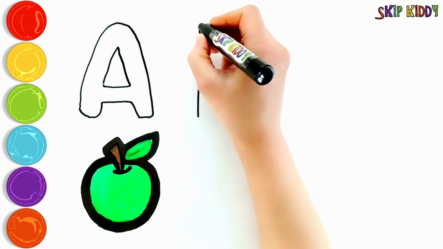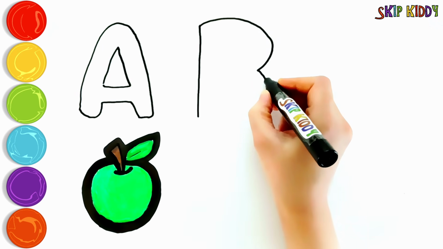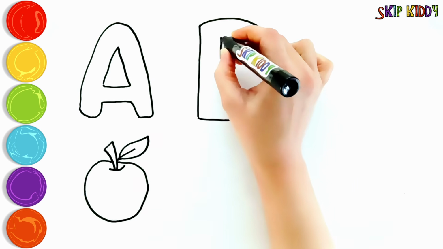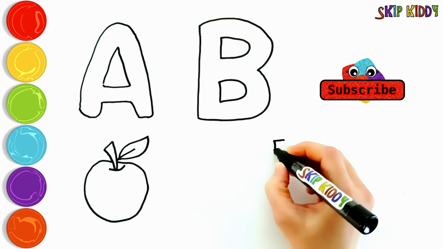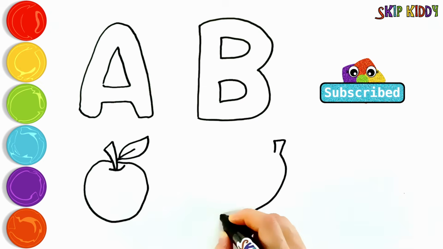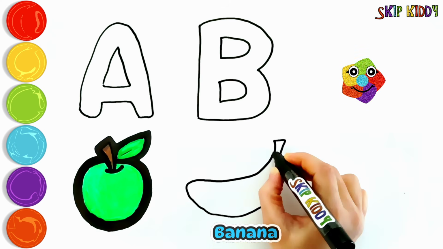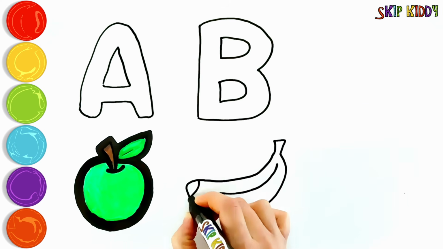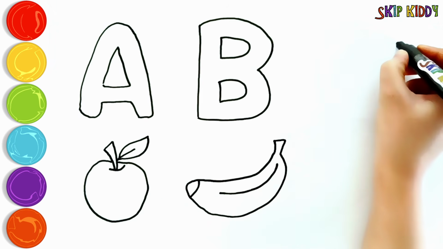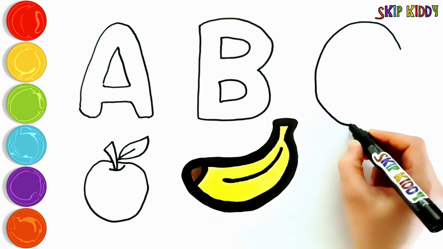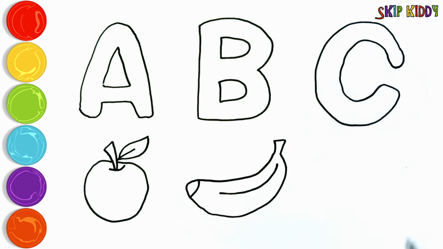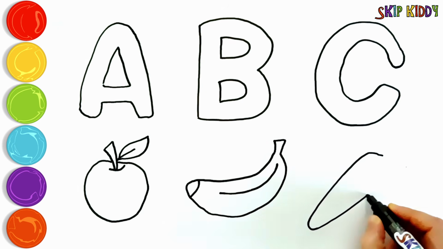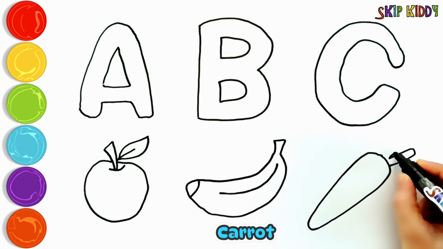Next, let's draw the letter B. Under the B, we draw a banana. Next, let's draw the letter C. Under the C, we draw a carrot.